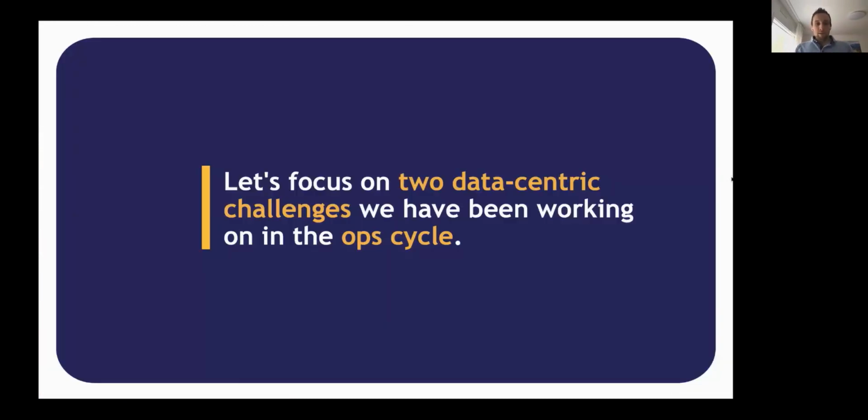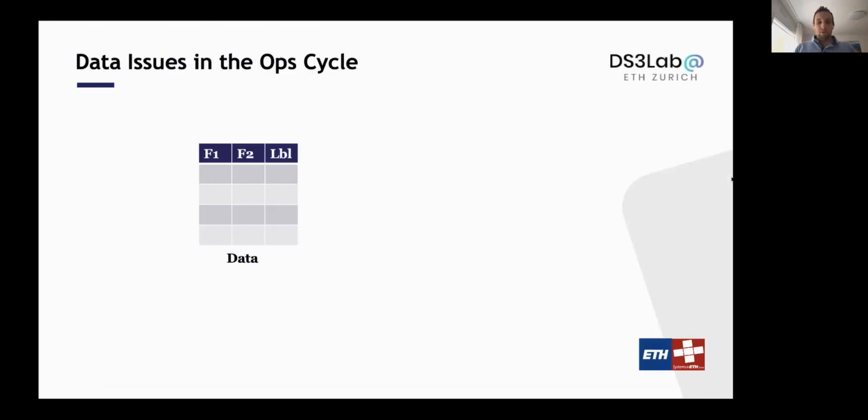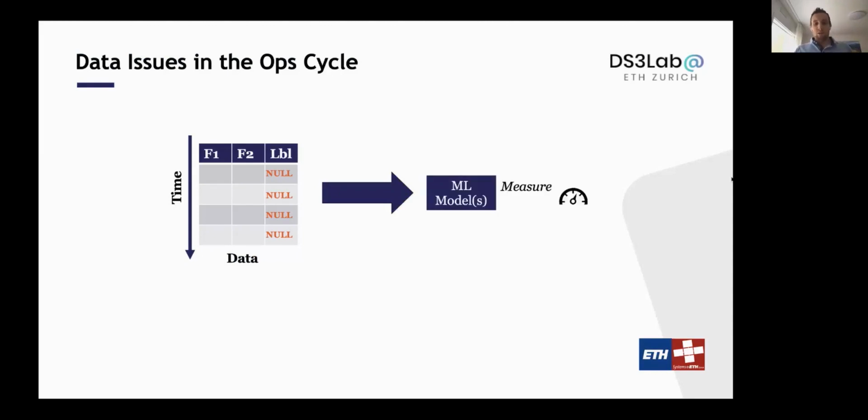So what are the data-specific issues or challenges we have in the operational stage? In the operational stage, you usually have data which comes in form of a stream. The data may consist of some features and is usually not labeled. Now you use that data, or you change that data by labeling it, and you use it in order to test your machine learning model or models by measuring some metric, which is usually accuracy, fairness, or robustness.